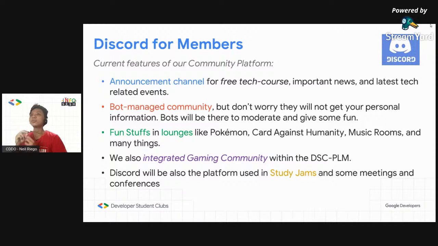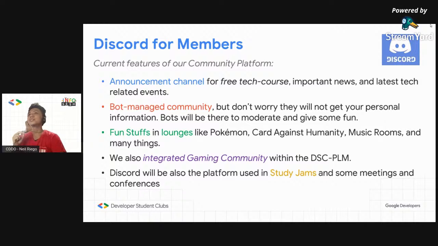Next is, ito yung culmination ng Discord. Bakit namin siya pinili? Bot managed community. We are using different bots for us to moderate you and kung ano yung mga nagiging action nyo. Pero don't worry, hindi nangongolekta ng personal data yung mga bot. Nandun lang sila para i-manage kayo and tulungan din kami.